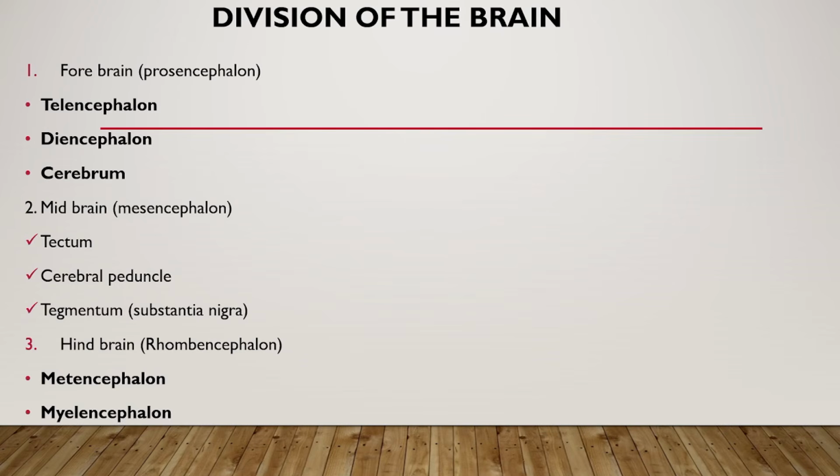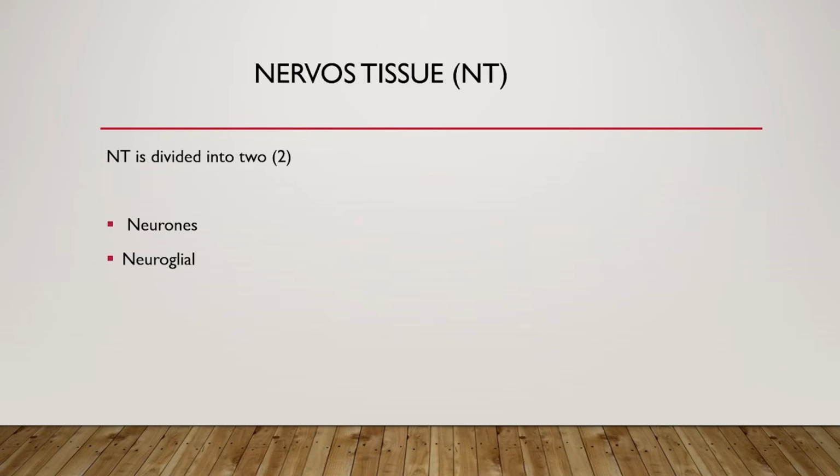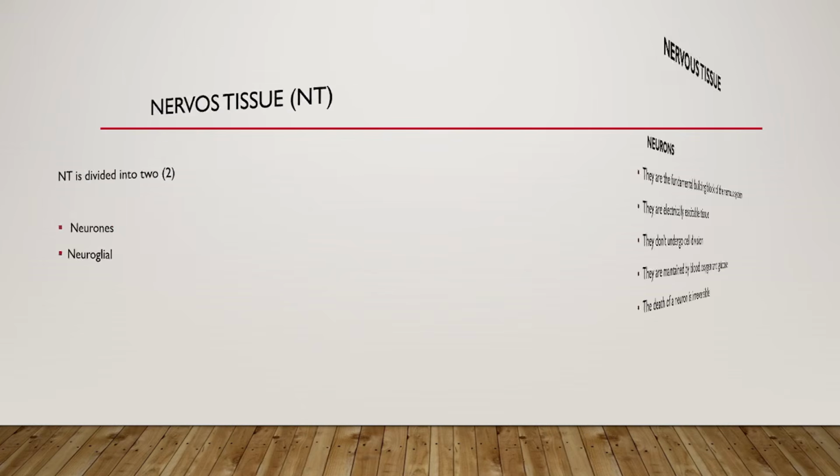But let us dive into the nervous tissue. The nervous tissue is divided into two: the neurons and the neuroglia. Let's look at the neurons.